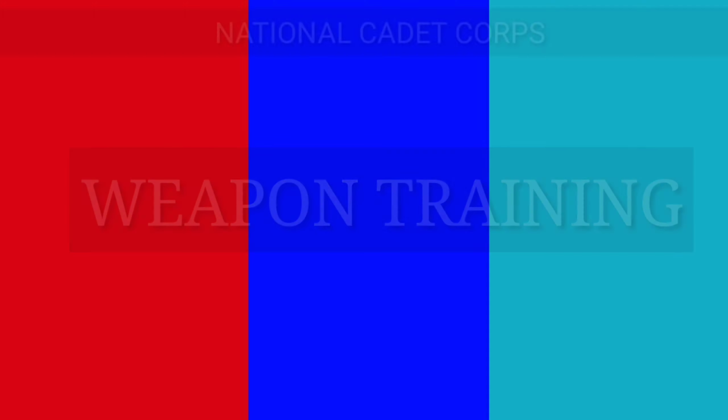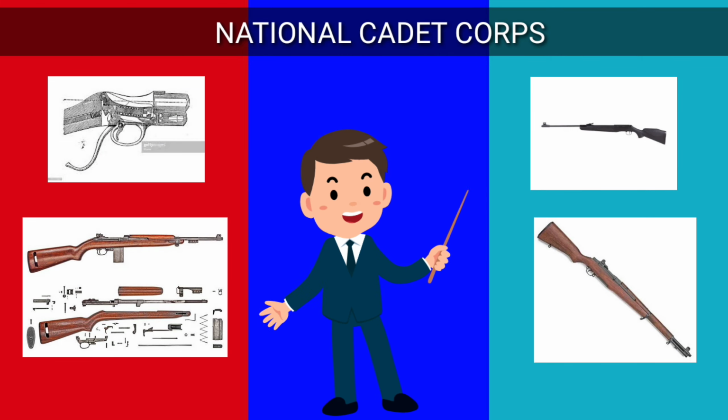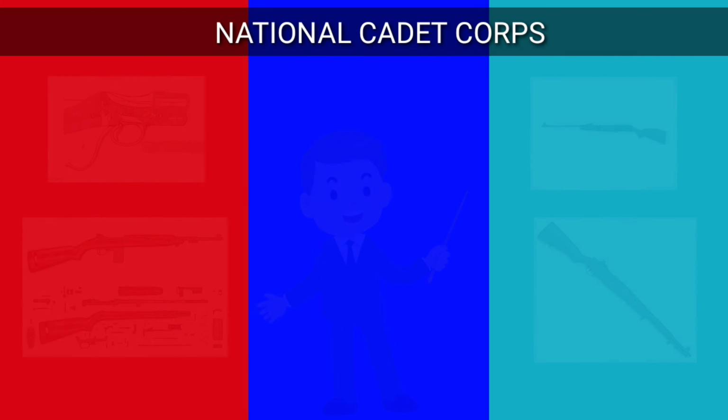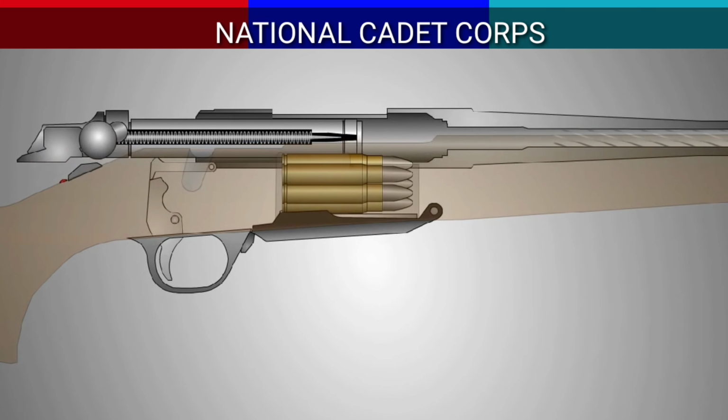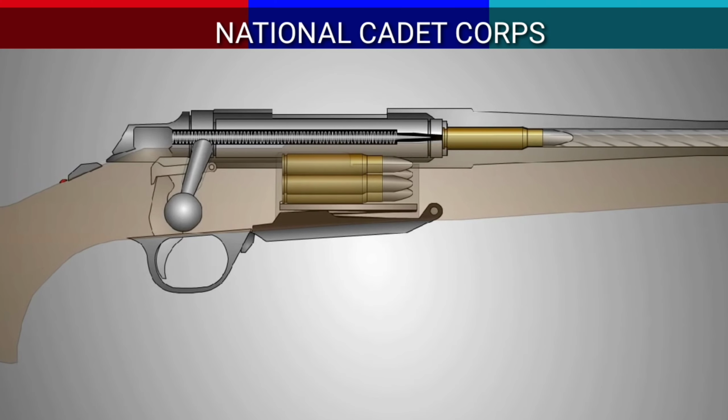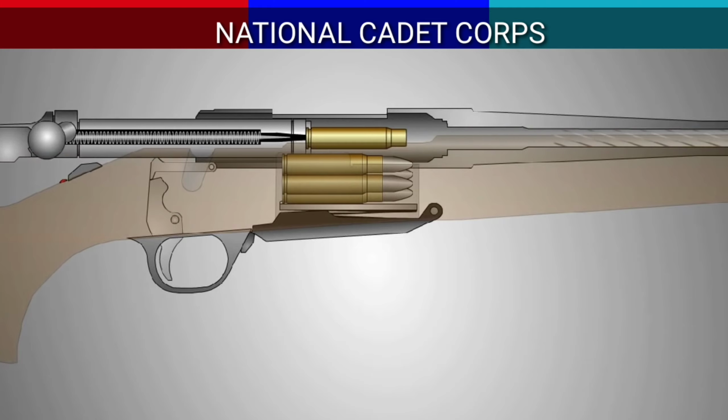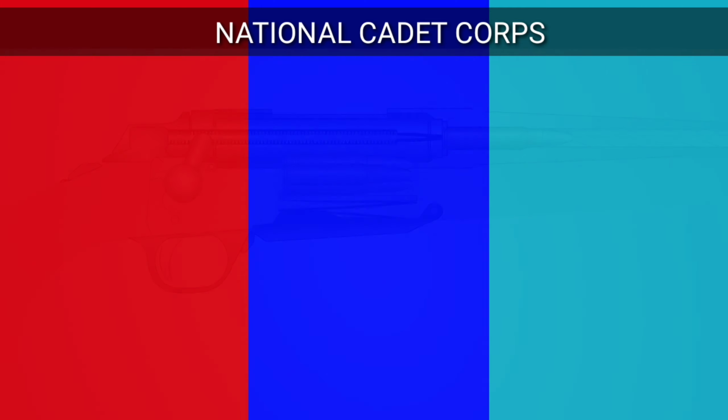Weapon training, an important subject in NCC. We will look into some important and basic parts of a rifle. These basic parts of a rifle will help us to know about the mechanism of all other rifles, machine guns, etc. So let's get started.